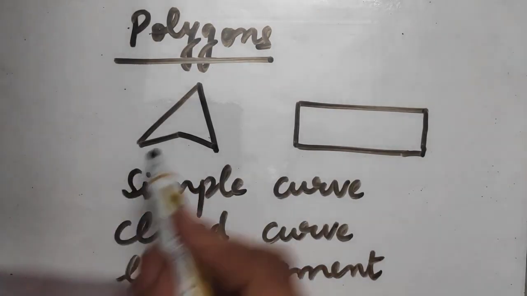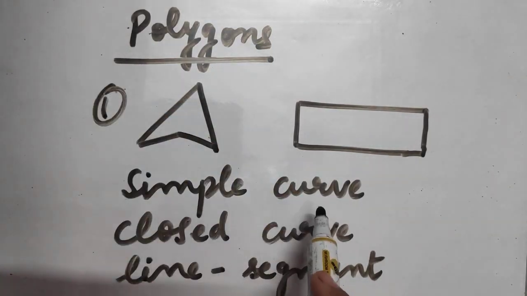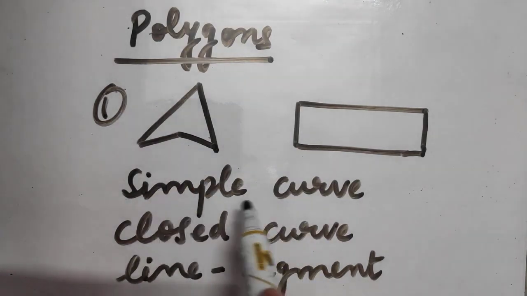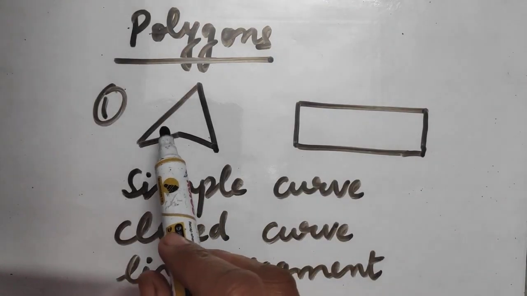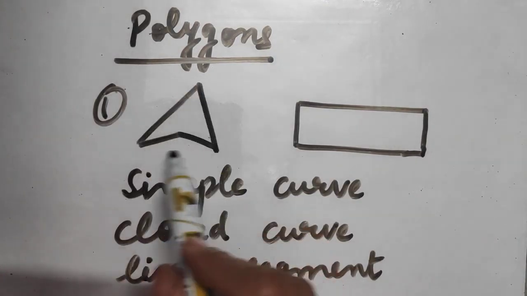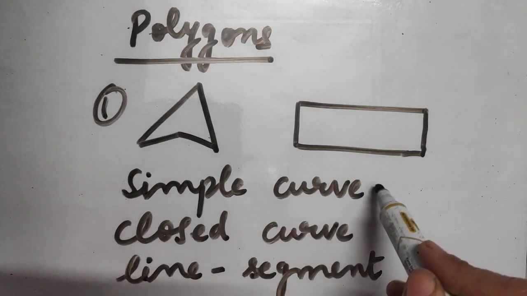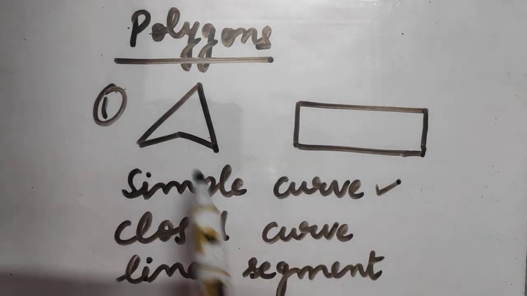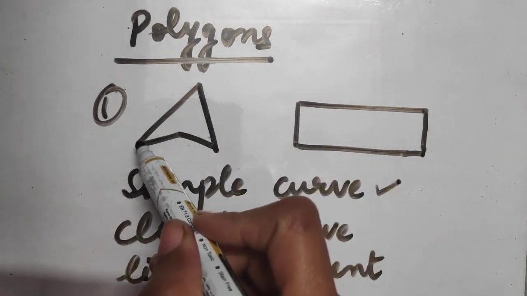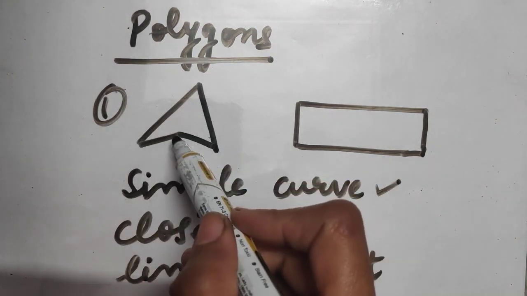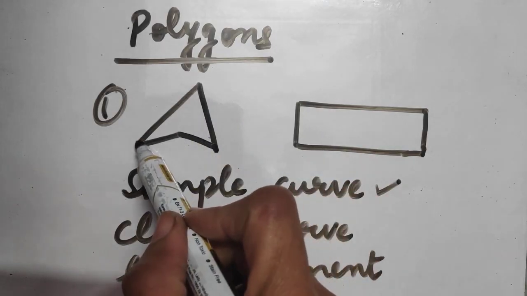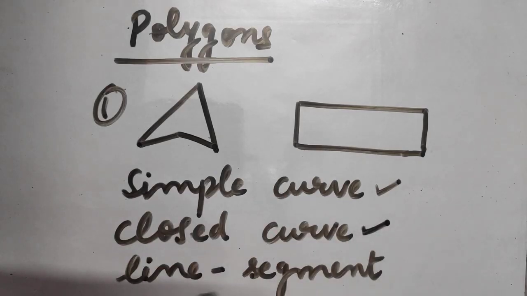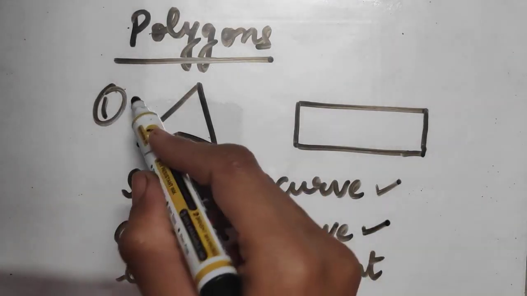Let us talk about this figure, the first figure. It is a simple curve. How can we say that? A simple curve is that curve which does not intersect or cross itself at any point. So you can see this is not crossing itself at any point. So this is a simple curve. Closed curve, is it closed? Yes, definitely it is closed, because I have started making the figure from this end and ended this figure at the same point. So this is again a closed curve and it is made up of line segments. So this is a polygon.